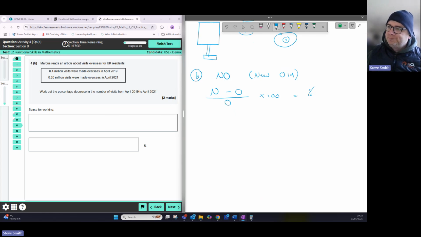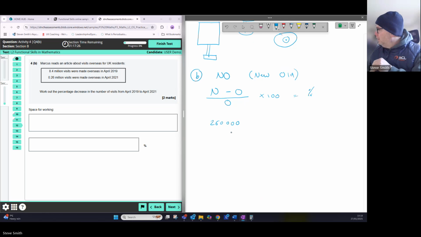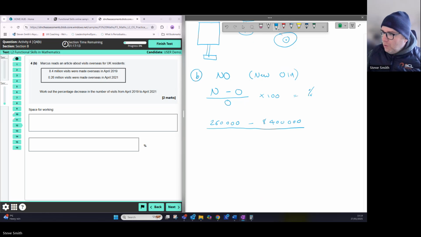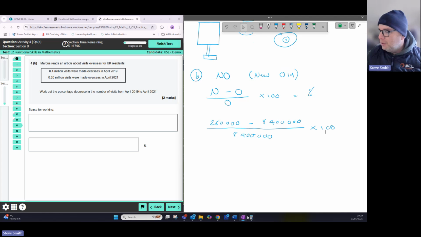Okay, so we've got new, 0.26 million. So 260,000, because 0.26 million. Take away 8.4 million. I don't think we can use a calculator on this, so we can write it all out. Divided by 8.4 million times 100. So that looks like it's going to be a crazy sum, but let the calculator do that. We can see what it's going to be.